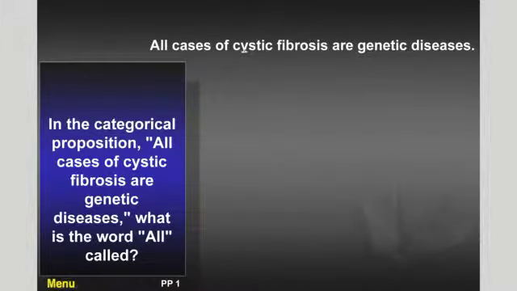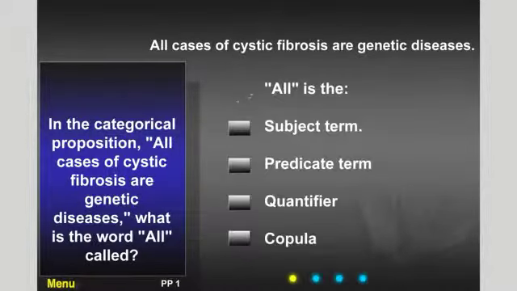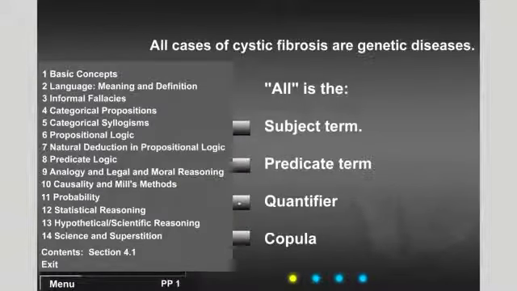So all cases of cystic fibrosis are genetic diseases. What is the word "all" called? Well, it's not the subject term. It's not the predicate term. We know that the copula, just from what we saw, is the "are", so it's called the quantifier.